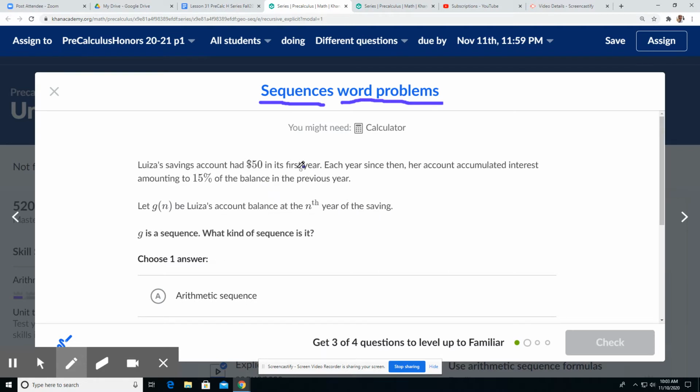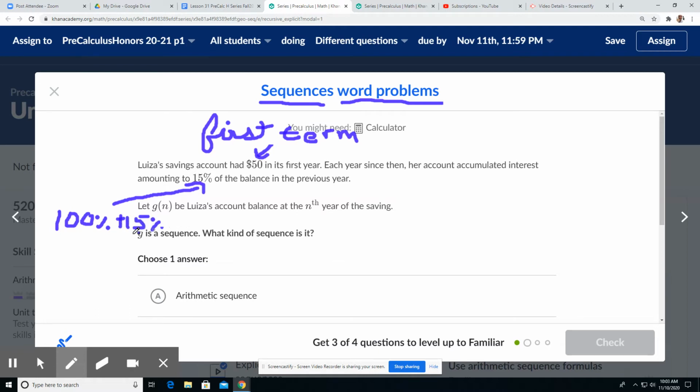So in the first year, since it is nth year, that means this is your first term. So our first term is 50. We have a growth of 15%. A percentage growth means that we're growing. So we have our original 100% that we had from the previous year, plus the 15% that's being added, which means it's 115% every year.